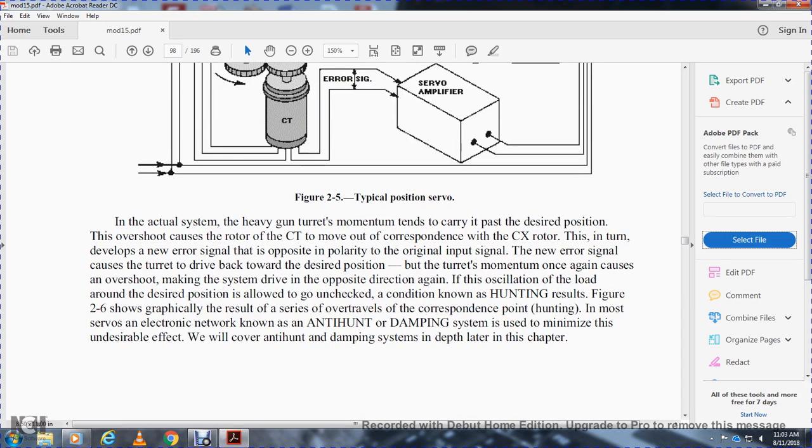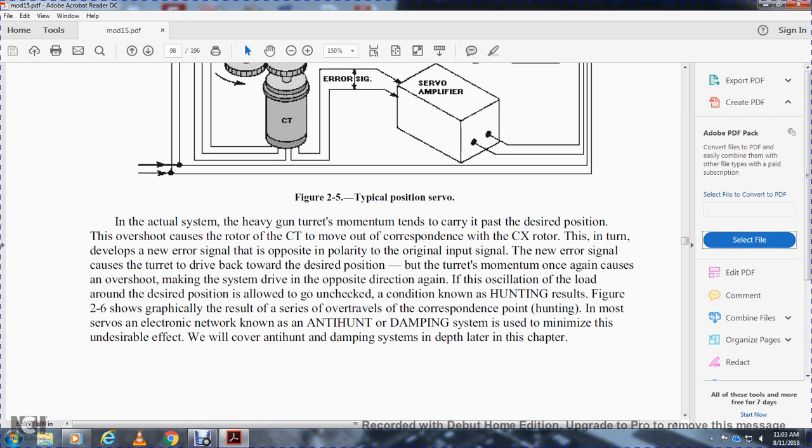The actual system has inertia, so the load can overshoot the desired position. This turns the control transformer rotor to move correspondingly with the control transmitter, producing a new error signal of the opposite phase to the original input signal. The new error signal drives the turret back toward the desired position, and the turret again overshoots because of its momentum, driving the system in the opposite direction again. This oscillation of the load around the desired position, allowed to continue unchecked, is known as hunting, and the result is shown in Figure 2-6.